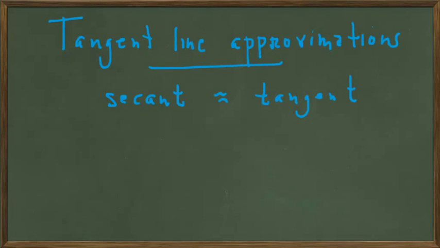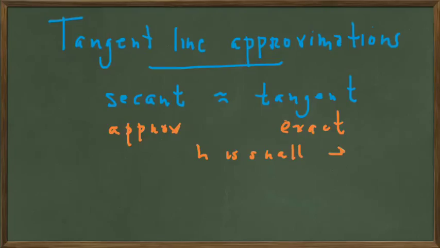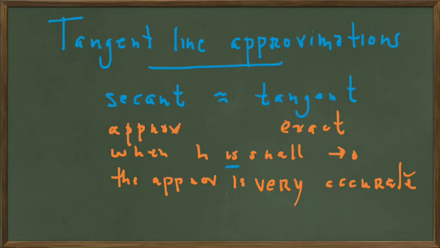In this application of derivative techniques, we're going to find good approximate values, using the fact that we learned earlier, that secants are approximate slopes and that tangents are exact slopes. When the h value is small, that is, close to 0, that approximation can be very accurate.